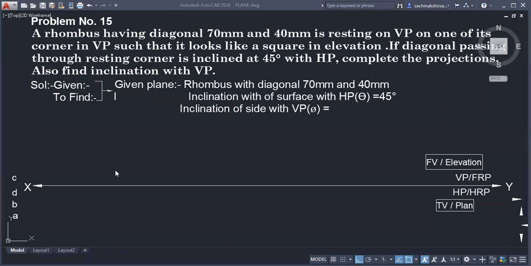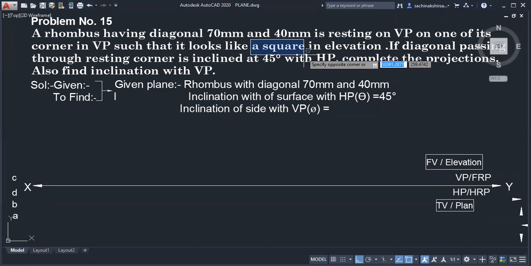So here a rhombus is given. In the earlier problem a triangle was given, which looked like an isosceles triangle. Here the rhombus is given and it looks like a square in elevation. Elevation means which view? Front view.